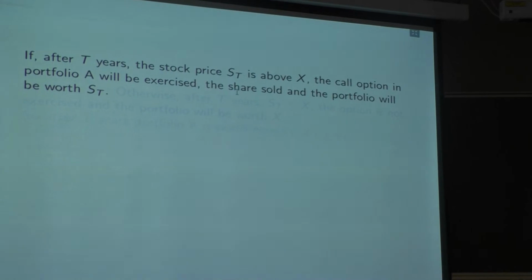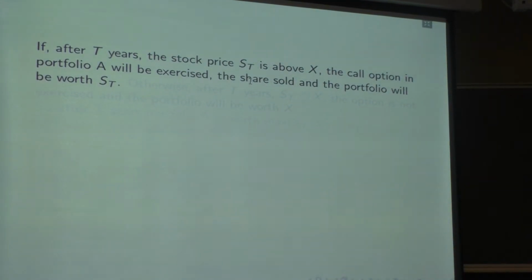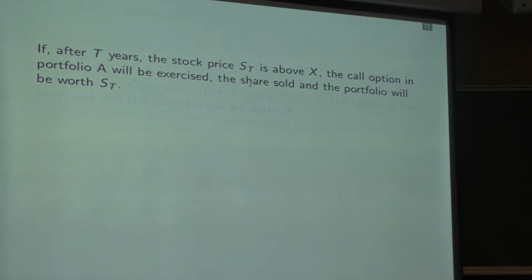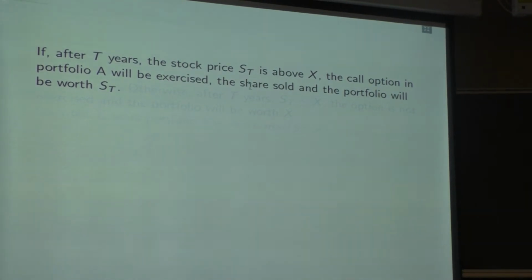What does it mean to exercise the option? We're going to be able to buy the underlying asset for X. So remember, in portfolio A, at expiration, I have X pounds. I can use this X pounds to buy the underlying asset, and then I'm going to sell the underlying asset for this price S_T, which is above X.